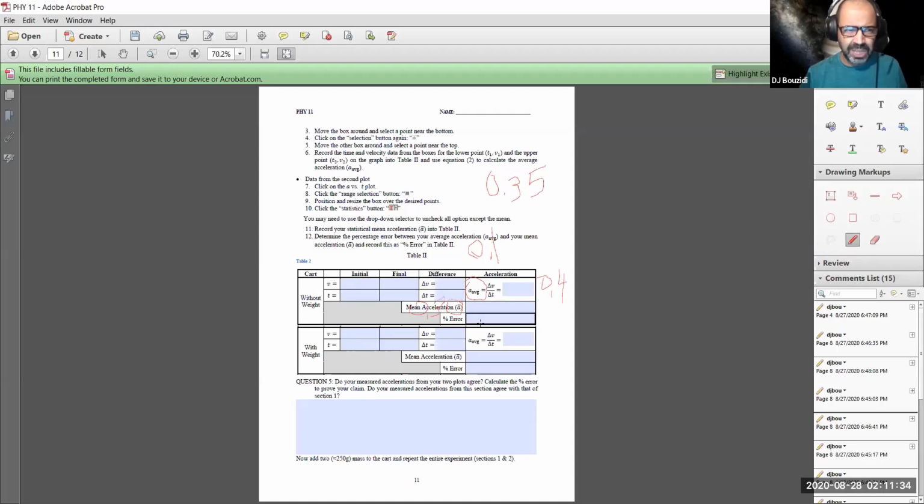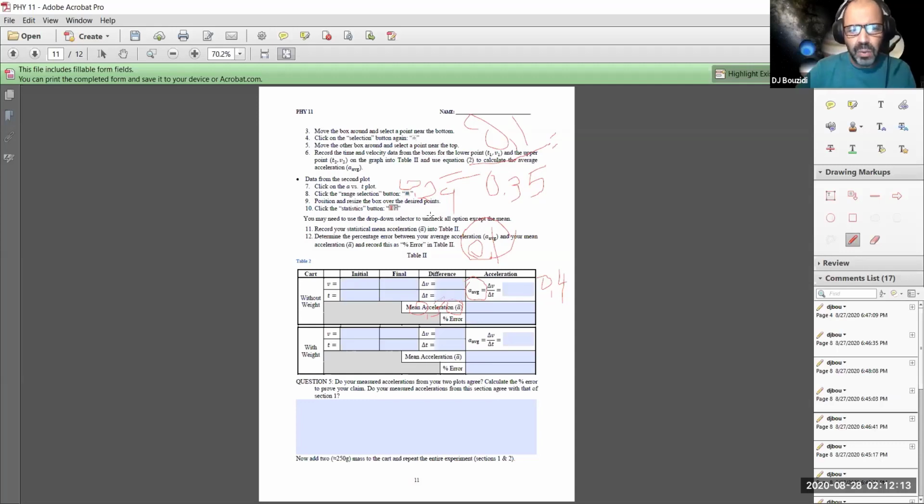Now, in order for me to find the percentage error, I divide the difference, which is 0.1, by the average. 0.1 divided by the average, if I put it on a calculator, let me quickly find it in here, 0.1 divided by 0.35. According to my calculator, it should be 0.285. I rounded to 0.29. 0.29 is the ratio of these two numbers.